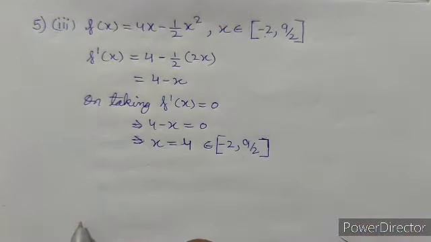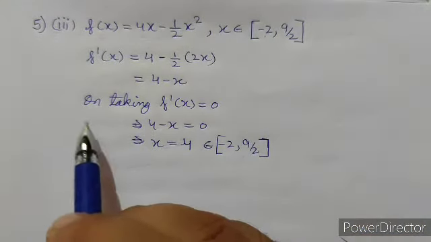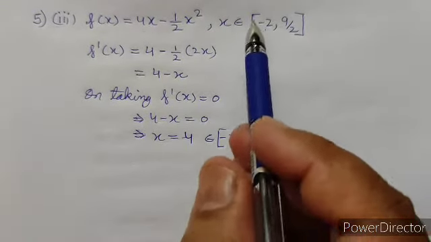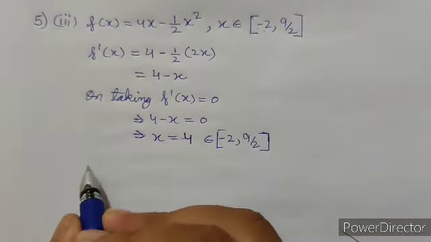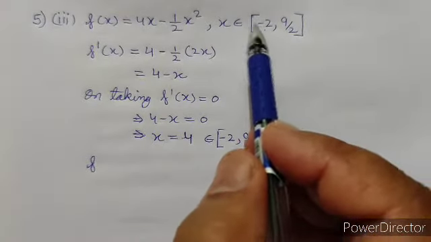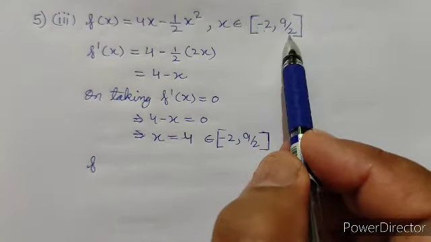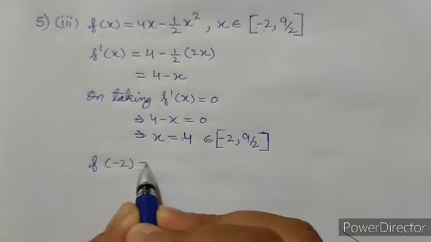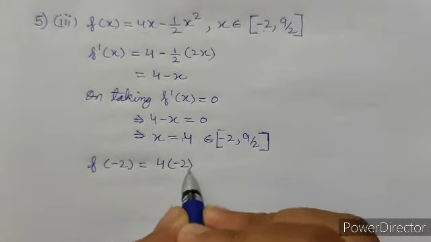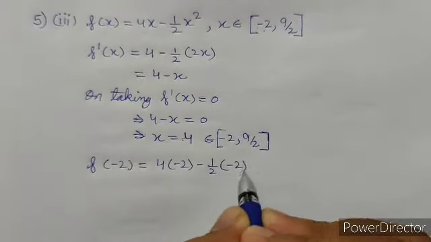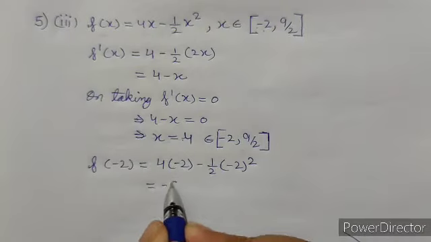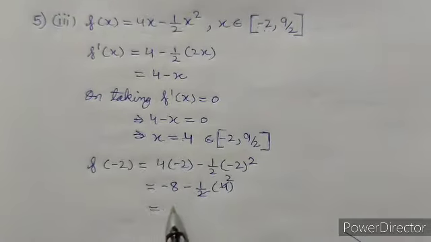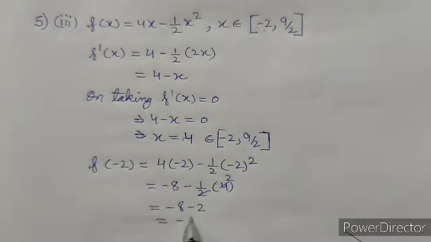Now here we will not do it by double differentiation. As we have to find the absolute maximum and minimum values and the closed interval is given to us, we will find the value of the function at the points minus 2, 9/2 and 4. Now f(-2) will be equal to 4 into minus 2 minus 1/2 into (minus 2) squared, that will be equal to minus 8 minus 1/2 into 4, and this will give us minus 8 minus 2, that is equal to minus 10.